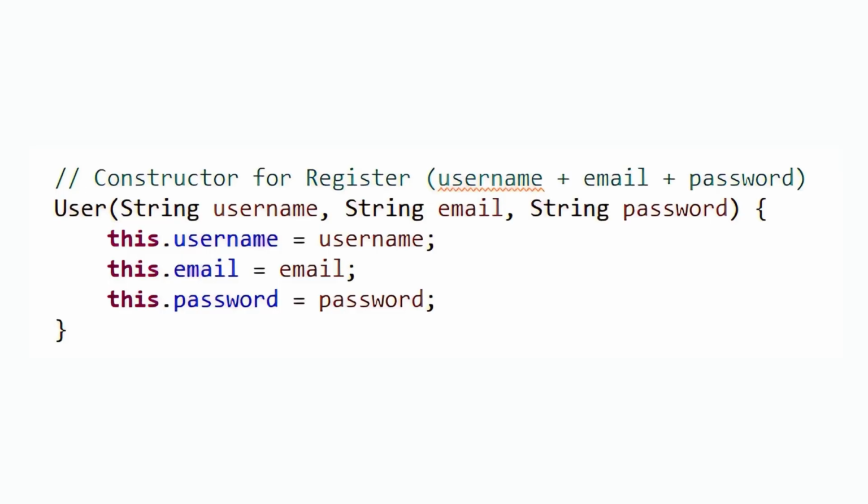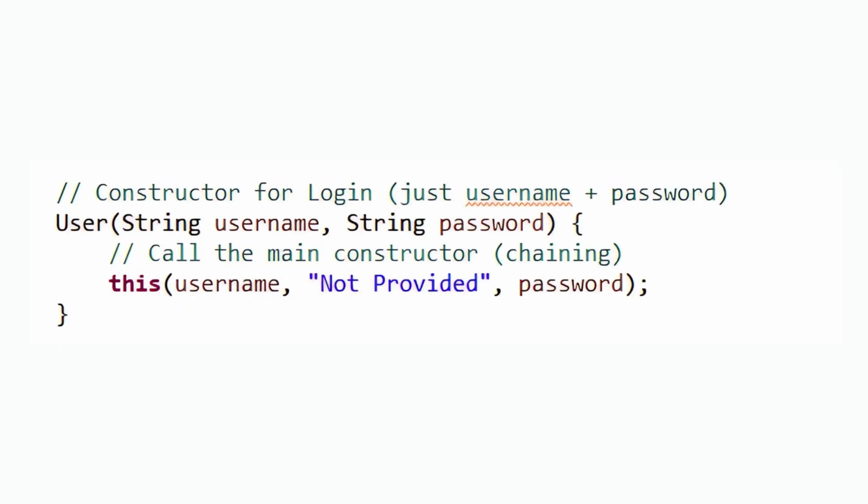In here, this keyword is used to refer to the object's variable. This constructor is used for constructor chaining. Constructor chaining avoids duplicate code and makes things cleaner.